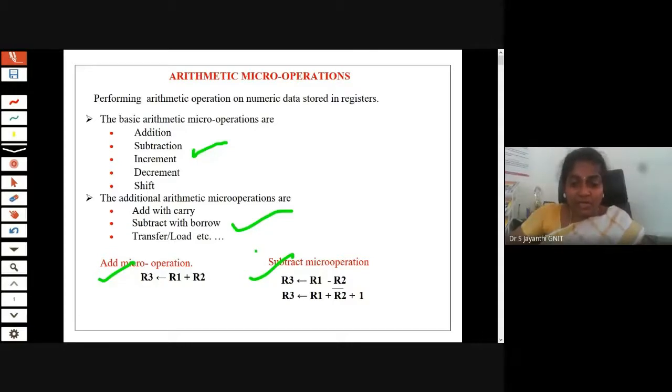How is a subtract operation achieved in a digital computer? Tell me. Do you remember, students? So here you can see how add micro operation is performed.